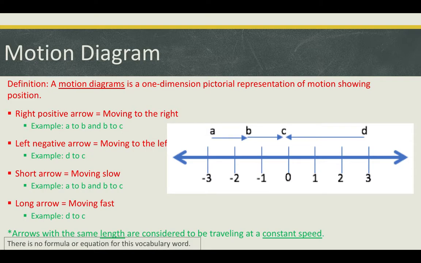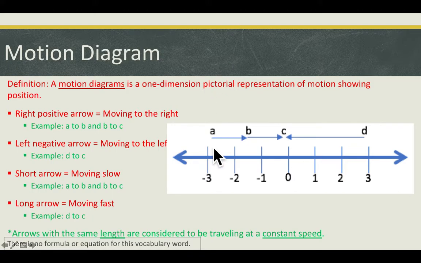Your next vocabulary word is motion diagram, and it's really a diagrammatic tool. It's not really a vocabulary word so much, but you have to be able to recognize it, so we use it as a vocabulary word. A motion diagram has arrows that show motions. It's described as being a one-dimensional pictorial representation of motion that shows position.